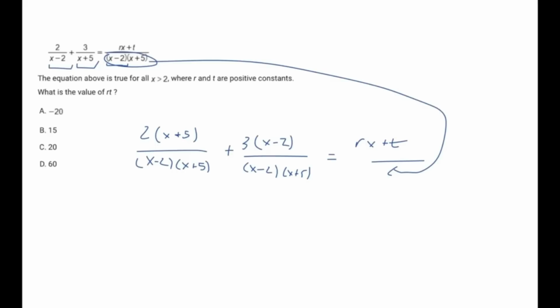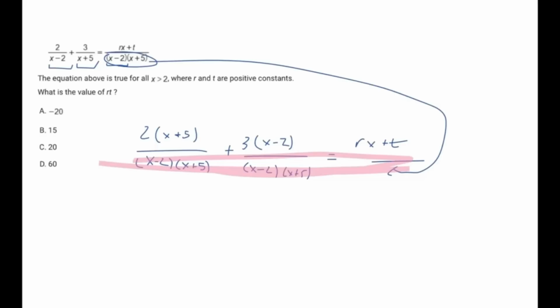And so what we can do is just get rid of it. So all this at the bottom dies. And so now we're left with the following on top, 2 times (x + 5) + 3 times (x - 2) = rx + t. So now we want to distribute this out.